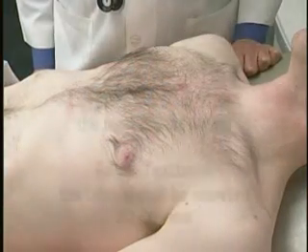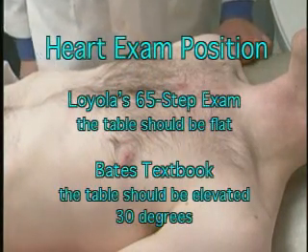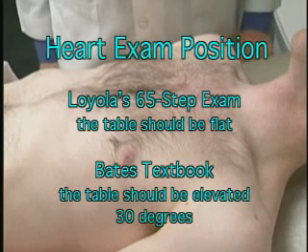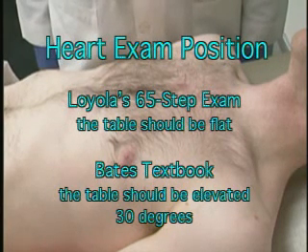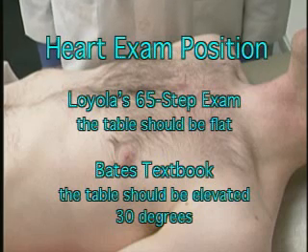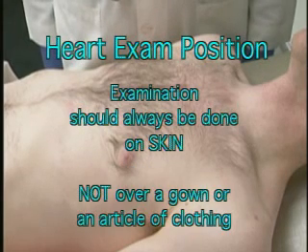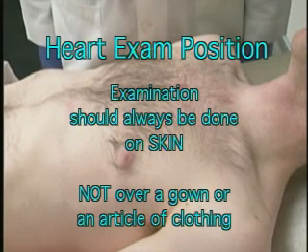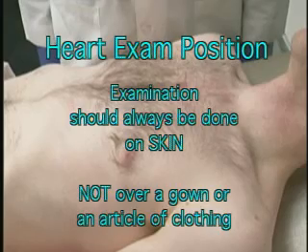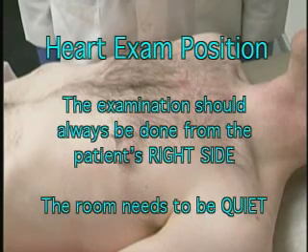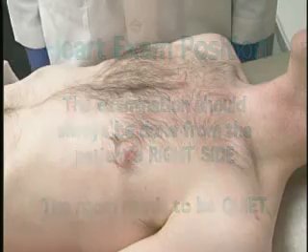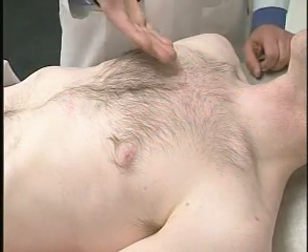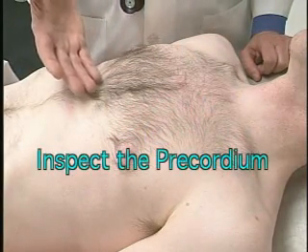To position the patient for the heart exam, according to Loyola's 65 steps, the table should be flat. According to the Bates textbook, the table should be elevated to 30 degrees. Either way is fine. But the examination should always be done on skin and not over a gown or an article of clothing. And of course, the doctor should always be on the patient's right side, and the room needs to be quiet. As with any examination, we first begin by inspecting the precordium.